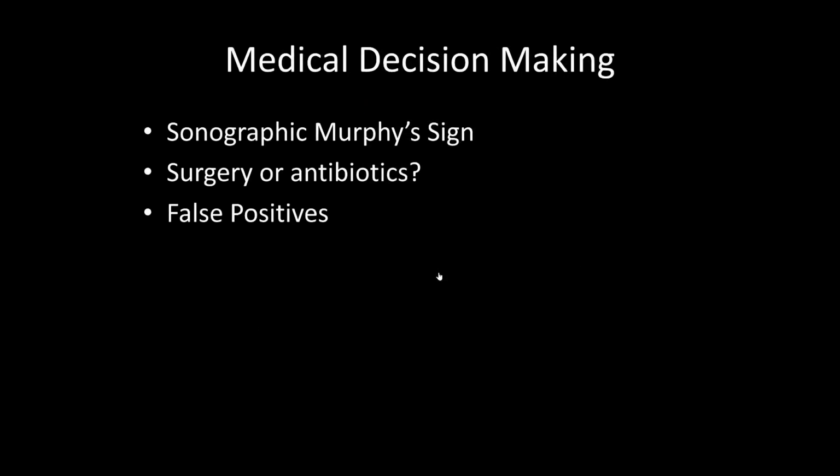How do we apply these findings? If pathology is identified, the next question you must ask yourself is, does the patient have a sonographic Murphy's? A sonographic Murphy's and positive findings in the right upper quadrant ultrasound are fairly sensitive for cholecystitis.